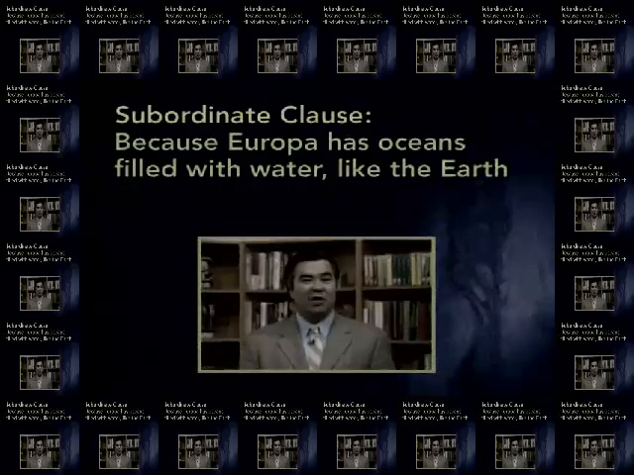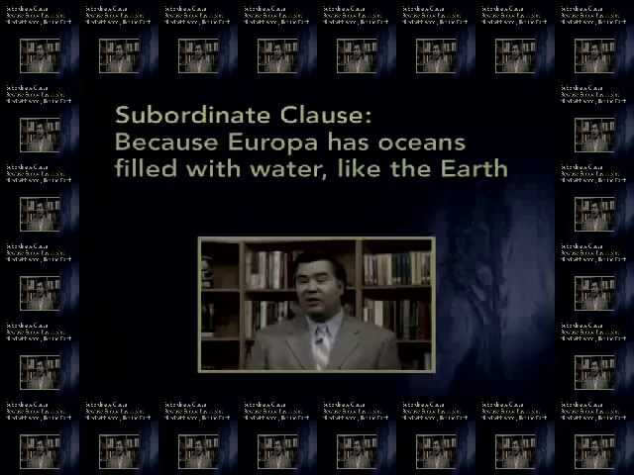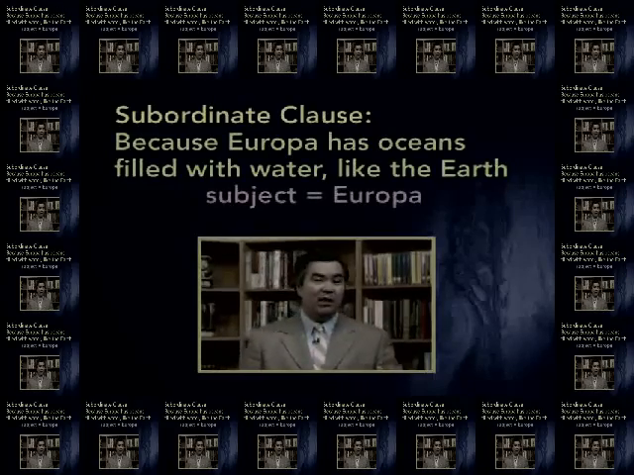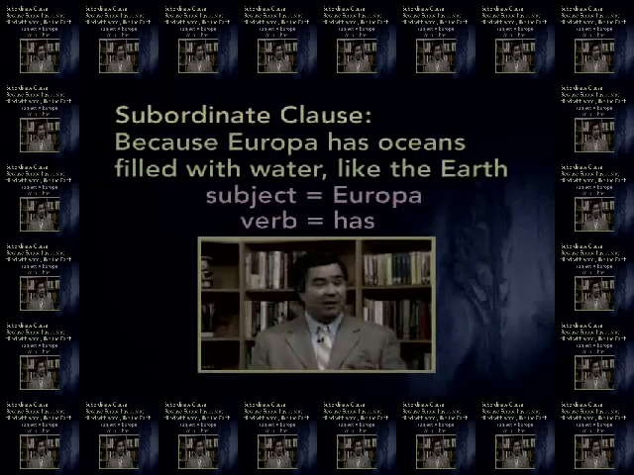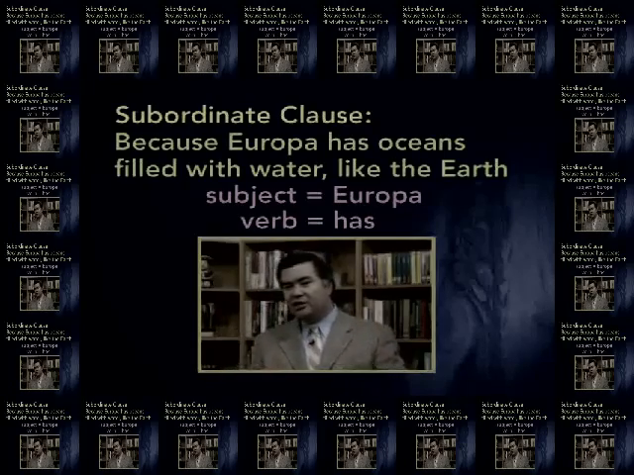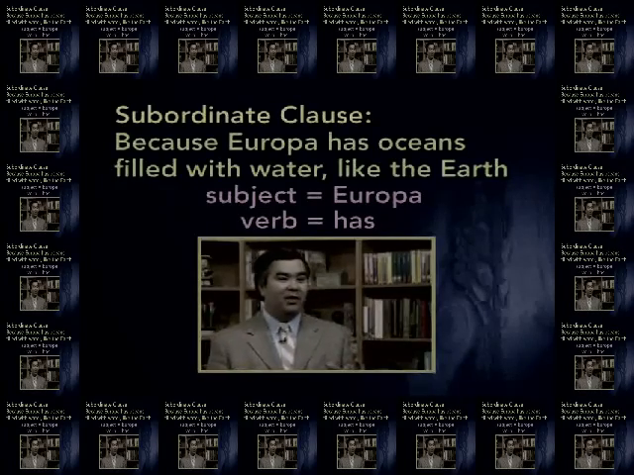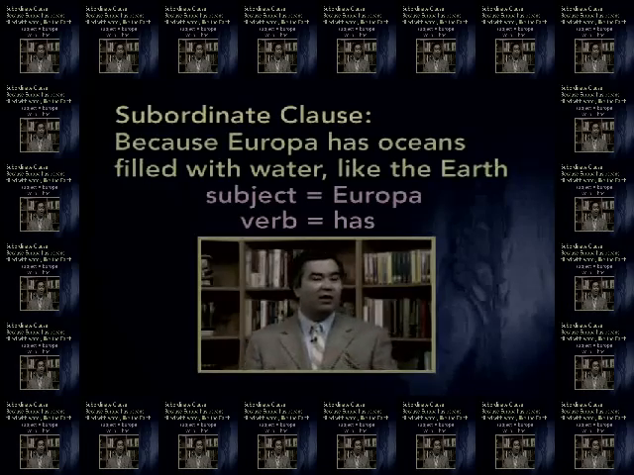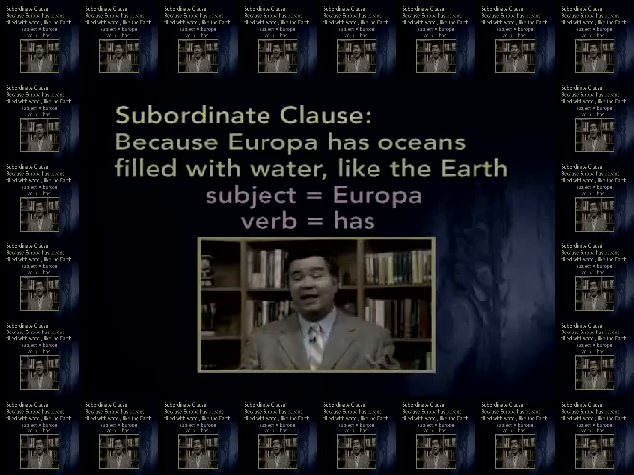Because Europa has oceans filled with water like the earth. Now, this is a clause because it does contain a subject and a verb. The subject is Europa. The verb is "has." So far, so good. But can this stand alone as a sentence? No. I think if you listen to this group of words, you can see that the clause doesn't express a complete thought. It says, because Europa has oceans filled with water like the earth. This leaves you wondering what the speaker is getting at.